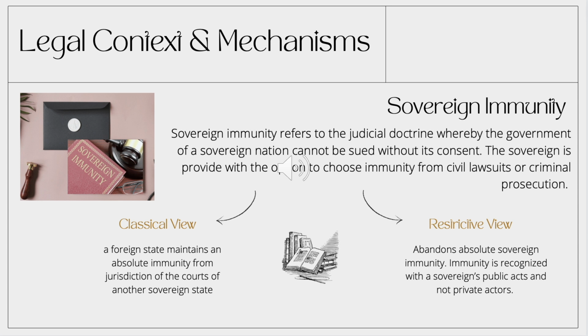Legal concepts and mechanisms. Derived from the British common law doctrine, the sovereign immunity refers to the doctrine whereby the government of a sovereign nation cannot be sued in another nation's court without its consent. The sovereign immunity doctrine is a principle of customary international law which can be applied in a classical or restrictive view. The classical view argues for a foreign state to maintain an absolute immunity from jurisdiction, whereas the restrictive view abandons absolute immunity and recognizes only public acts and not private acts.